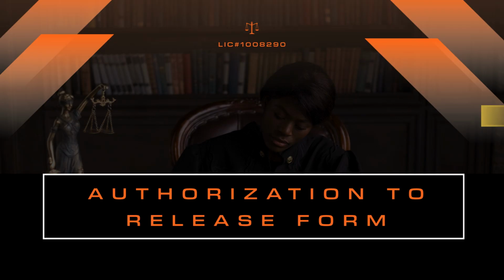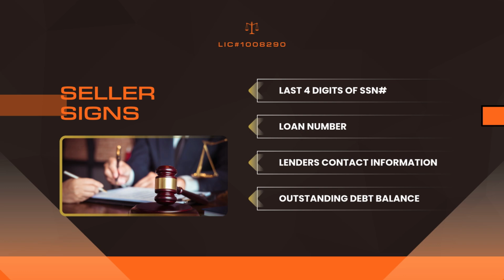So at this step, it's important to make sure you request a mortgage statement from the seller before getting to this point. The information required that you would need is the homeowner's last four digits of their social security number, the loan number, the lender's address and contact information, and finally, verifying the seller's outstanding debt. This debt will come in handy for review on day 7 of the process. Typically, all this information could be found on that mortgage statement, so make sure you get the mortgage statement before signing this authorization form and sending it to the seller. Let's get started.